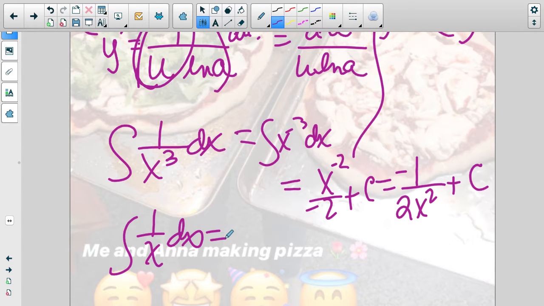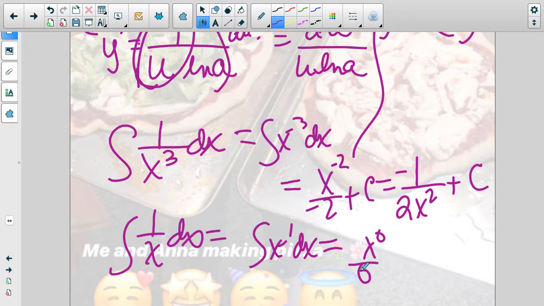X to the negative 1. Oh, what does that give you? X to the 0 over 0. That's unfortunate. That's undefined, right? Right now I can't use that rule. However, I know there's an answer because I know what an integral is. It's a summation tool. And there's definitely a graph of 1 over x. So I know it's got an answer, I just can't do it with the anti-power rule.